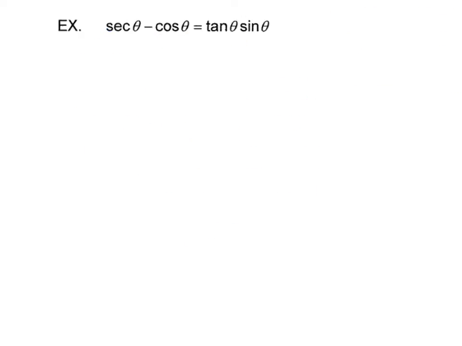Secant minus cosine equals tangent times sine. Nothing on the identities list, so let's change everything to sines and cosines. Secant is 1 over cosine, and then if it already is a cosine, leave it alone. Tangent is sine over cosine. Again, tangent is 1 over cotangent, but that's not changing things to sines and cosines.